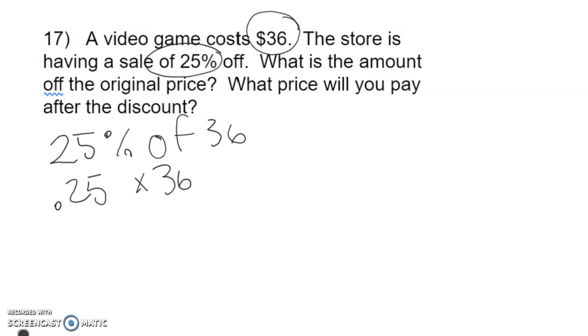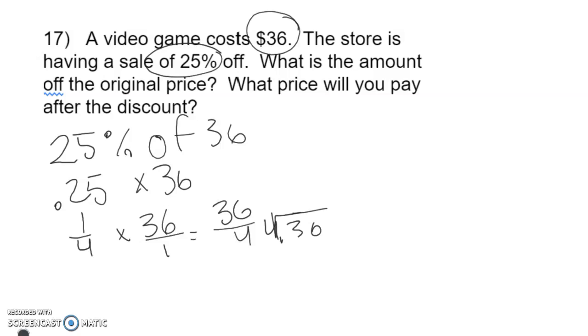But I also recognize that 0.25 or 25% is also equal to 1/4. So I could look up what's 1/4 times 36. And when I multiply that as a fraction, I have 36 over 4. And 36 divided by 4 is $9. So the discount is going to be $9.